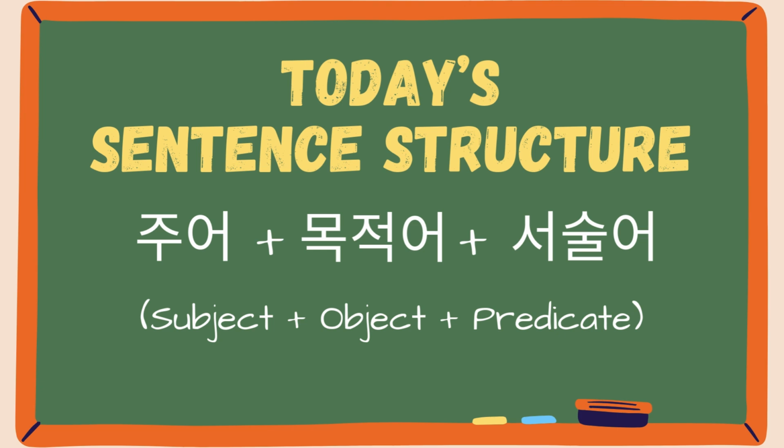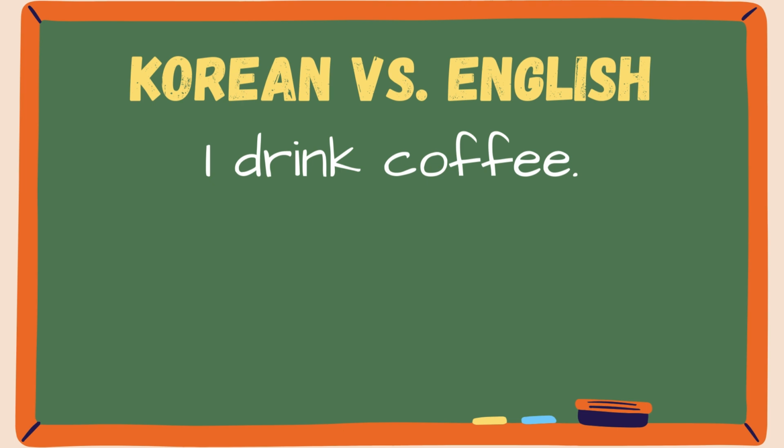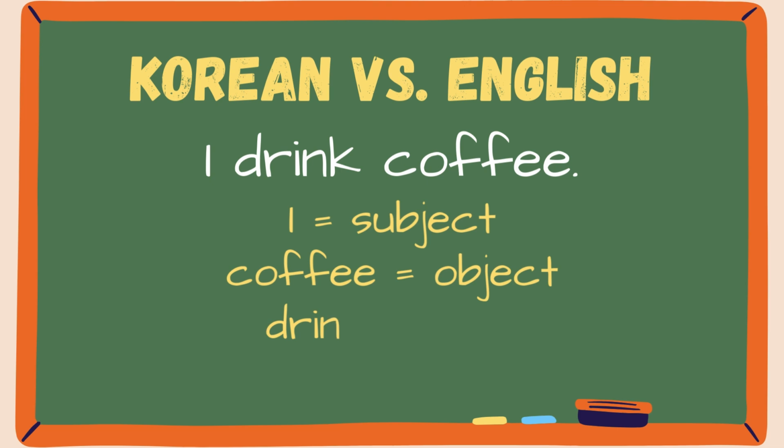Let's take a look at the difference between English and the Korean sentence order. In English, you would say, I drink coffee. Here, I is the subject, coffee is the object, and drink is the predicate, in this case the verb. The order is subject, verb, object.